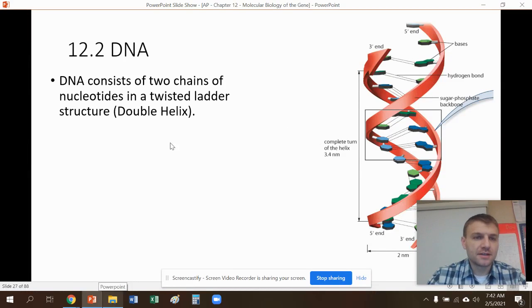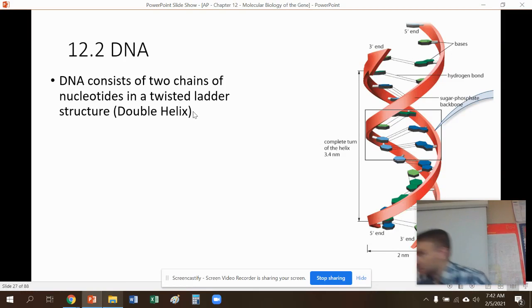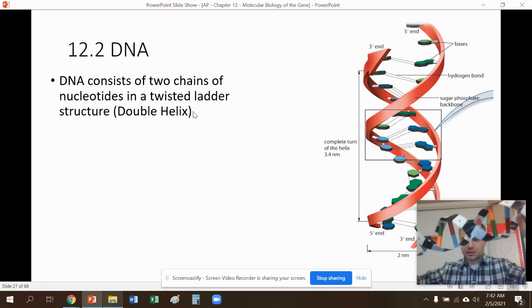All right, finish out this section. DNA is going to consist of these nucleotides in a twisted ladder form. If you look at this model, and hopefully I'll use this in class, you can see this model is a great representation of DNA.